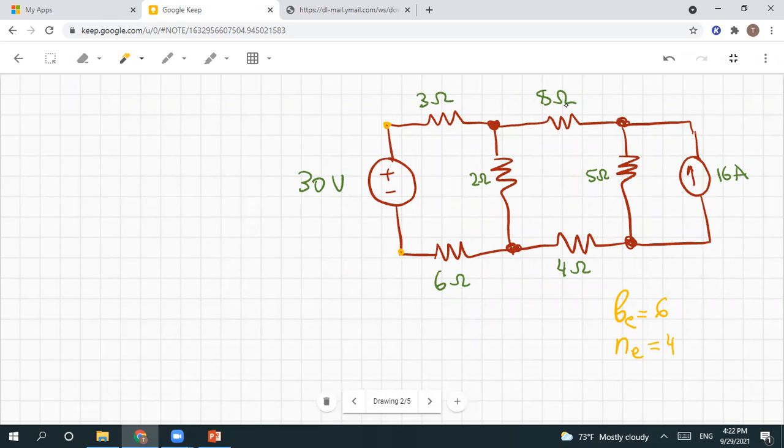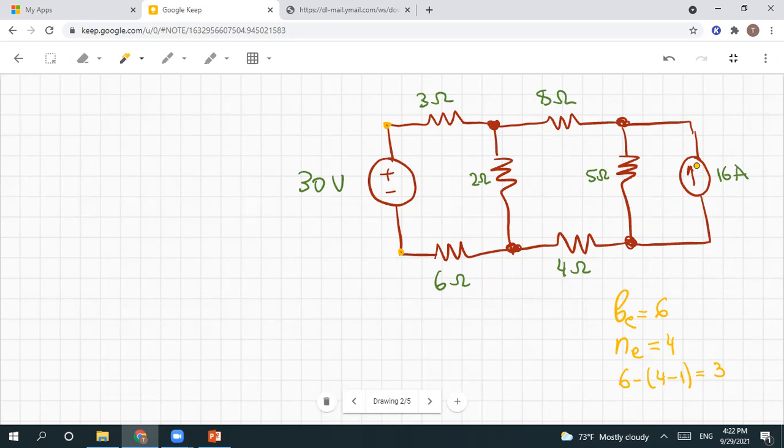And then the number of equations in mesh analysis will be 6 minus 4 minus 1, and this will be 3. So I have 3 equations. I need to have 3 equations.